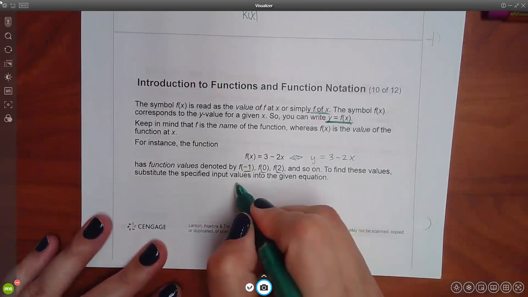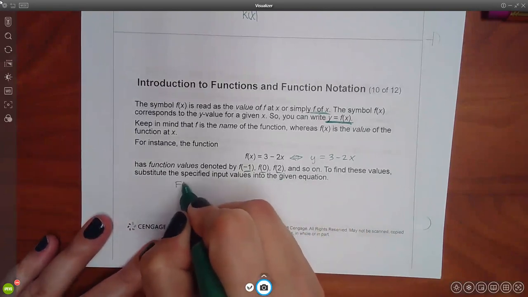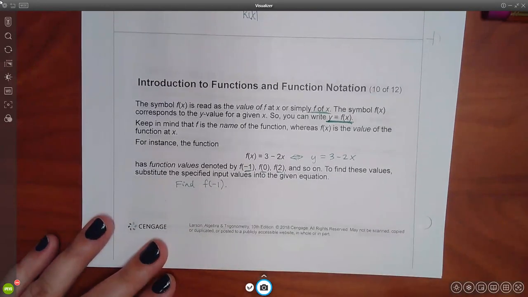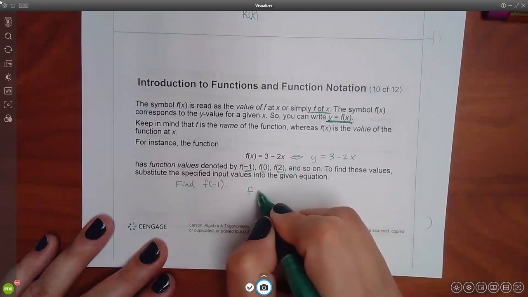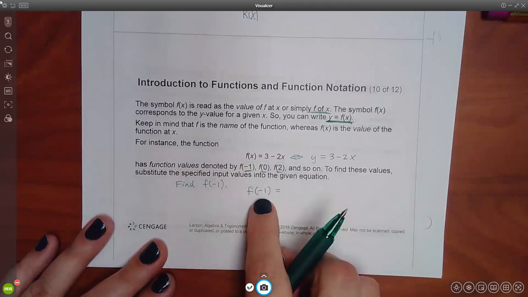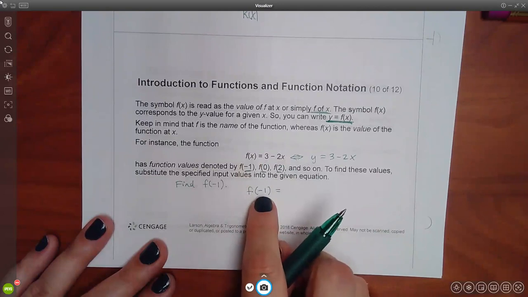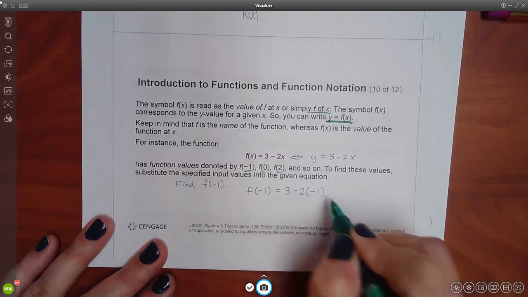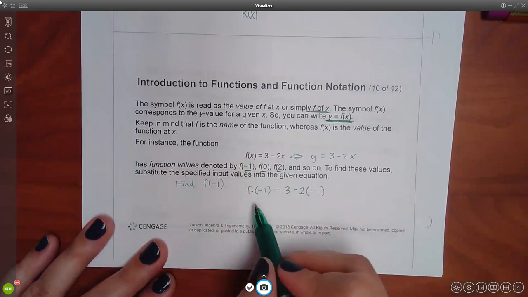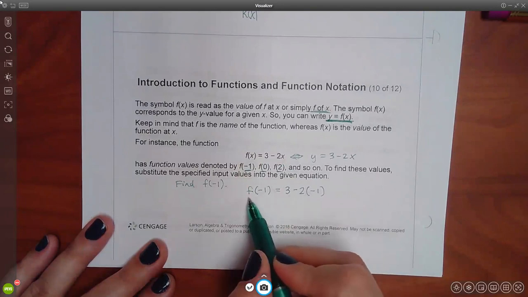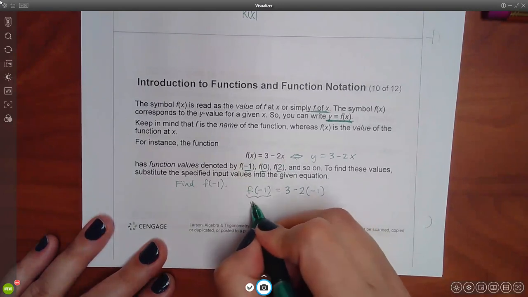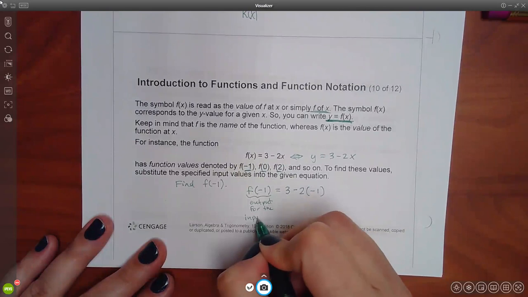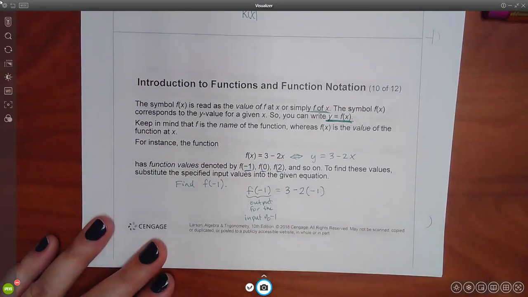So essentially what happens is, if I were asked to find f of negative 1, I would take this equation and notice that there's a negative 1 where there was an x. So on the other side, I've got to do the same thing. Where there was an x, I'm going to plug in the negative 1. Do not do anything to this. This is just a label. And that label means the output for the input of negative 1. That is just a label.